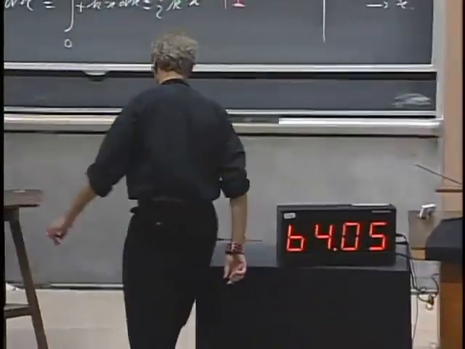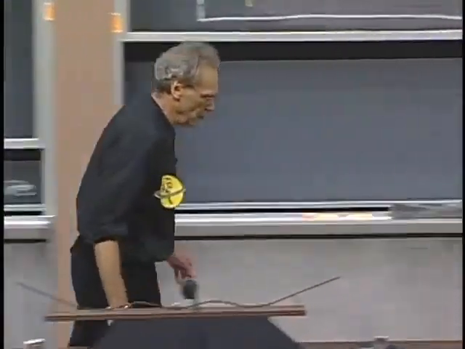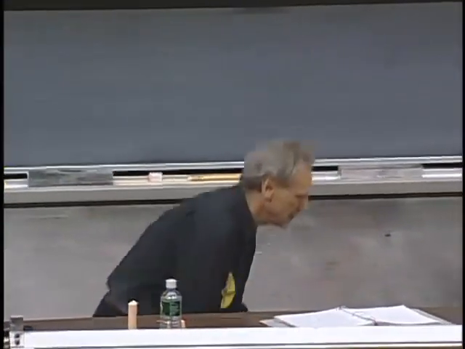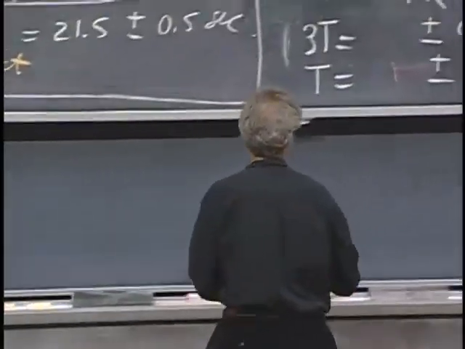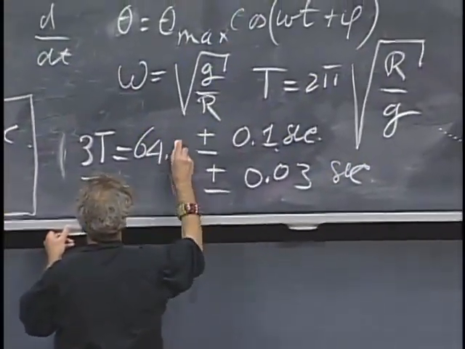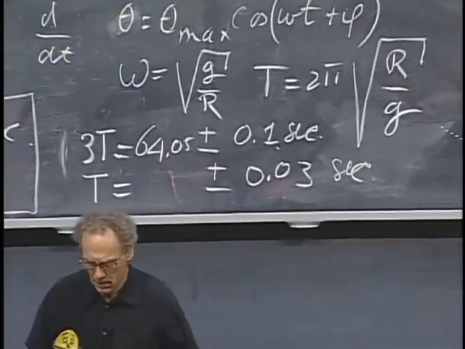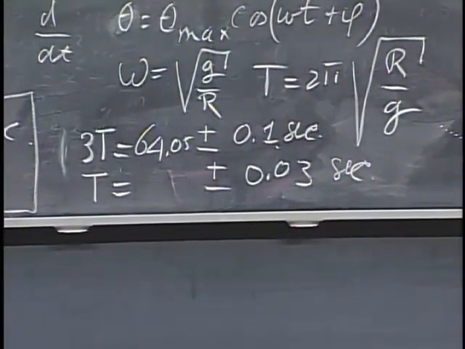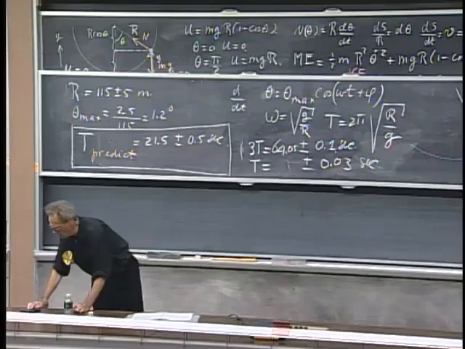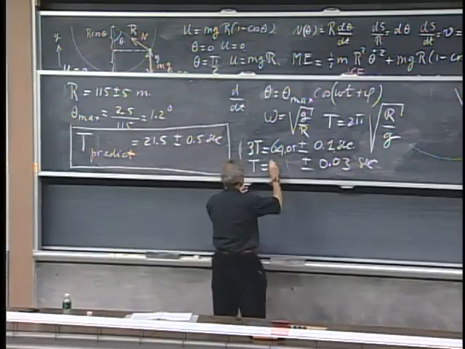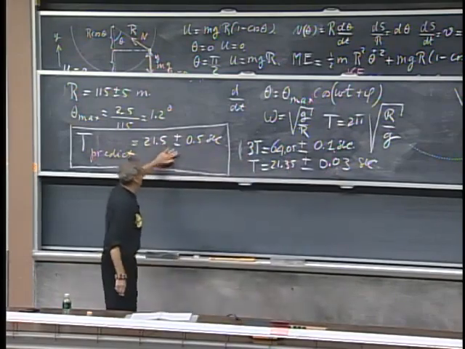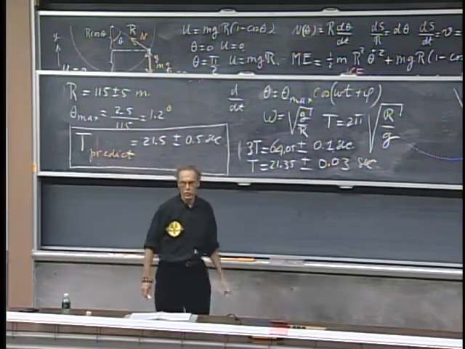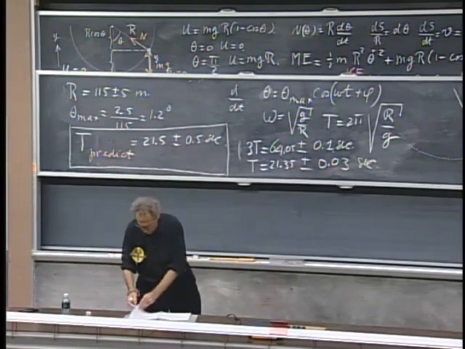Point 05. Let me turn this off. So 3T equals 64.05. I'm lazy. 64.05. I divide that by 3. That is 21.35 plus or minus 0.03. It's exactly in agreement with the prediction, with the uncertainty of the prediction.